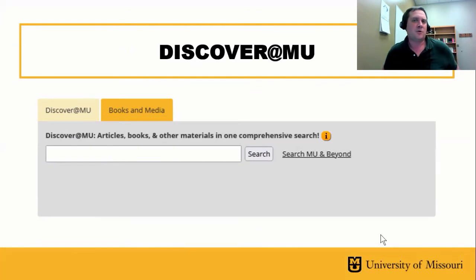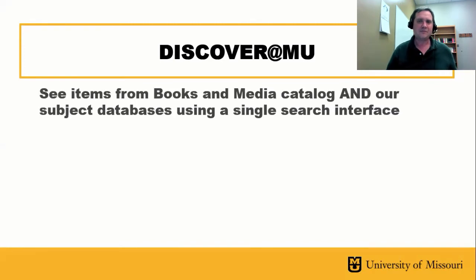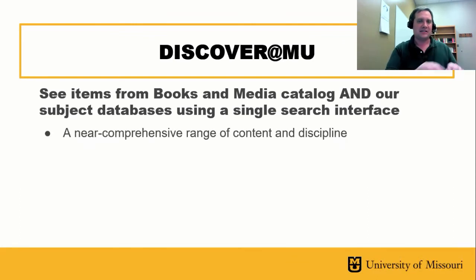This is called a discovery tool, and lots of different academic libraries use something similar. Basically, instead of making you go to our catalog to look for books and go to different databases to look for articles, it allows you to see items from our catalog and from most of our databases using just a single search interface. So it's nearly comprehensive in terms of the content that it provides and the disciplines that it covers. It doesn't work with every single thing that we pay for and provide access to here at the library.